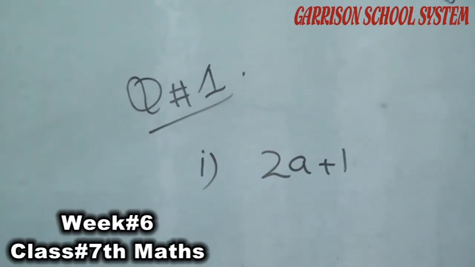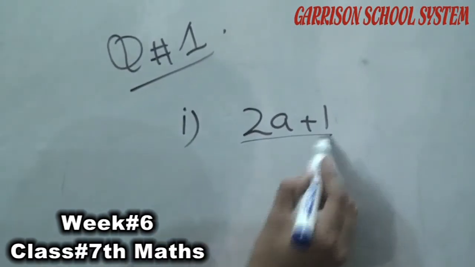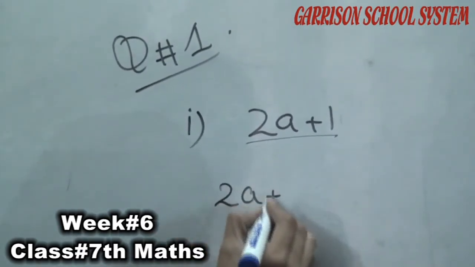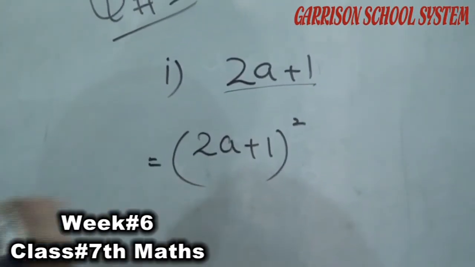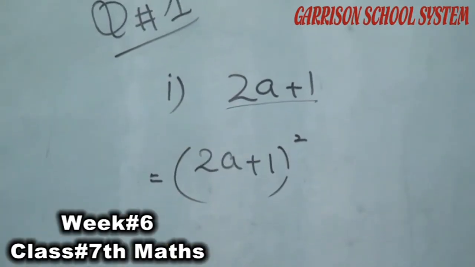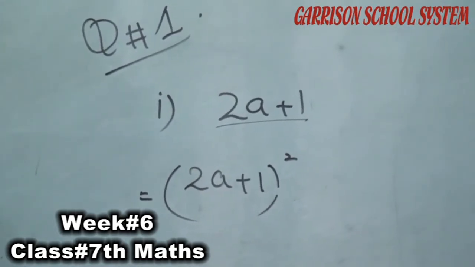By using the formula, we have to find the square of this. So I will write 2a plus 1 whole square. Now I will solve this question by using the formula.